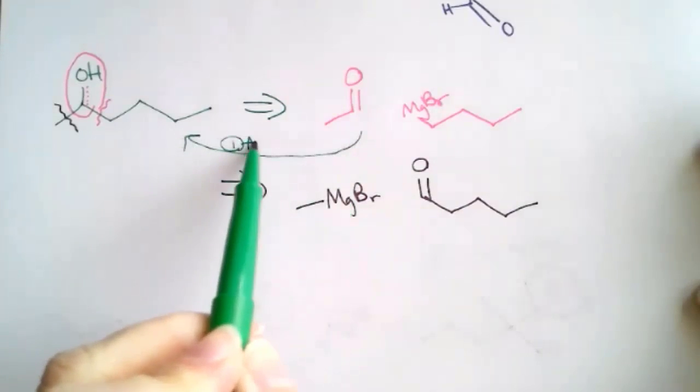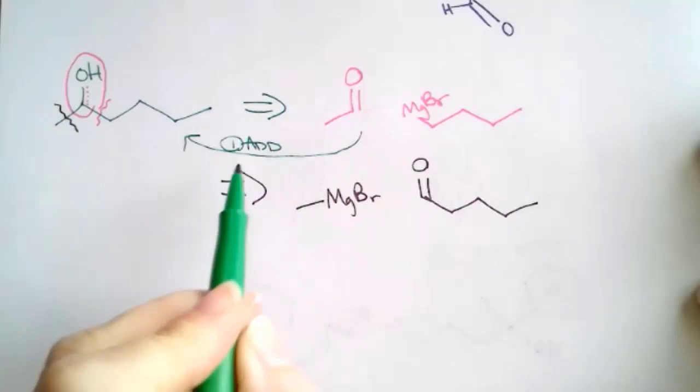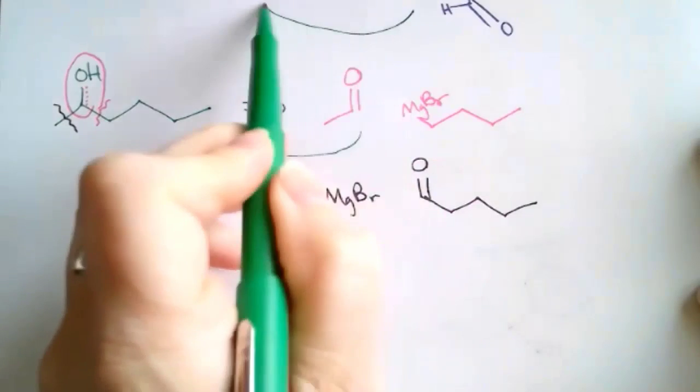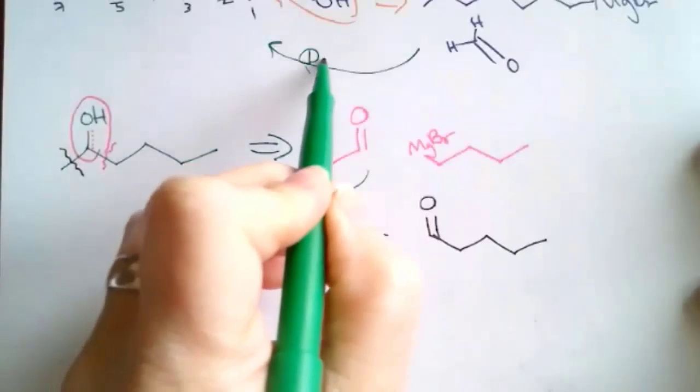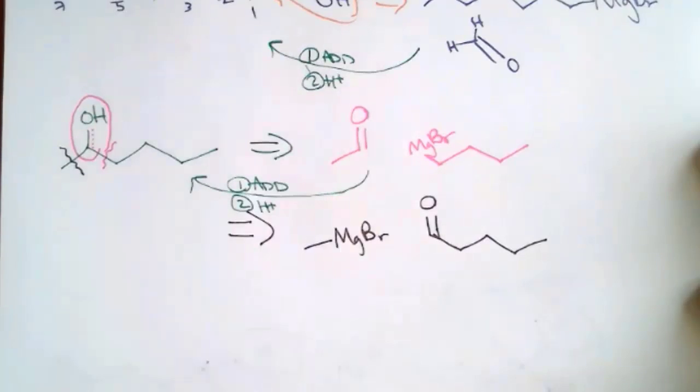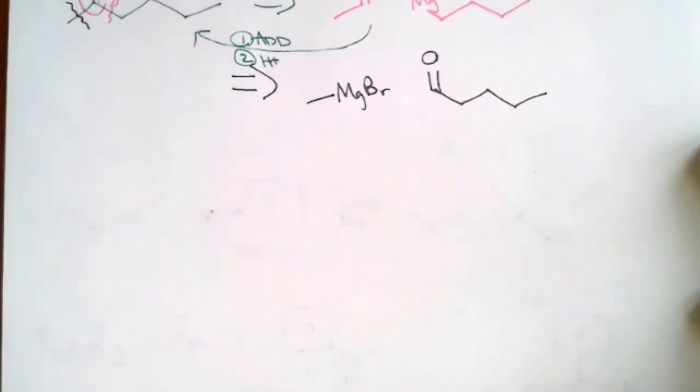Something to note in all of these, and I didn't do it in the one above either, you're going to add together the Grignard and carbonyl thingy, and then you're going to add acid. And so when you're doing the synthesis, you should remember to write those details as well.